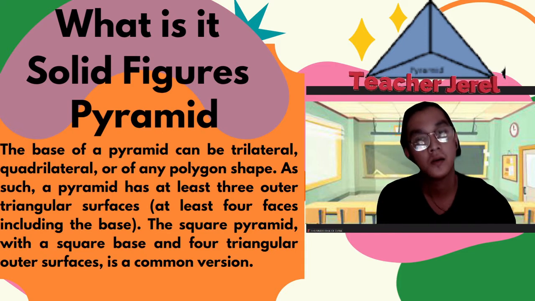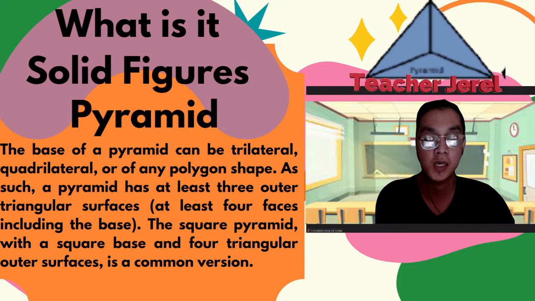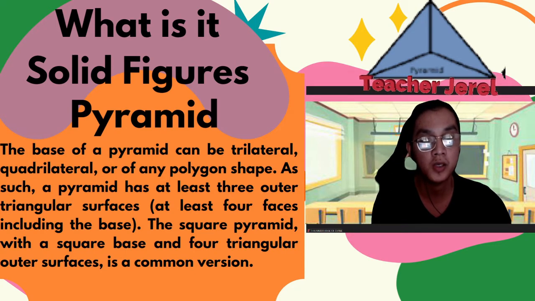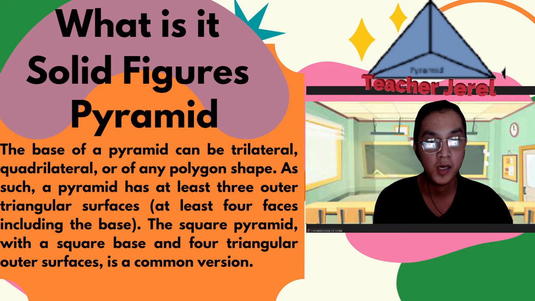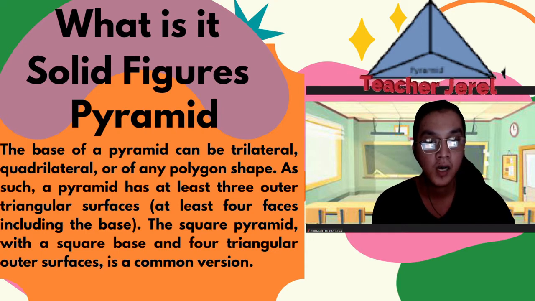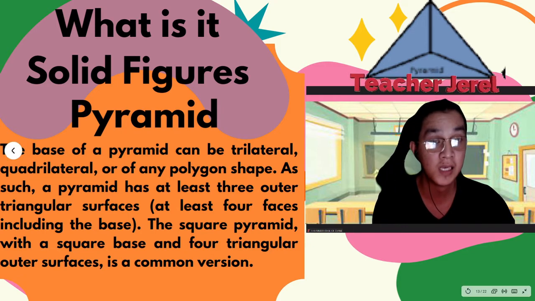Okay? So, the base of a pyramid can be trilateral, quadrilateral, or of any polygon shape. As such, a pyramid has at least 3 outer triangular surfaces. So, ganun yung surface niya. At least 4 faces, including the base. The square pyramid with a square base and 4 triangular outer faces is a common version. So, ganun yun. Quadrilateral naman.